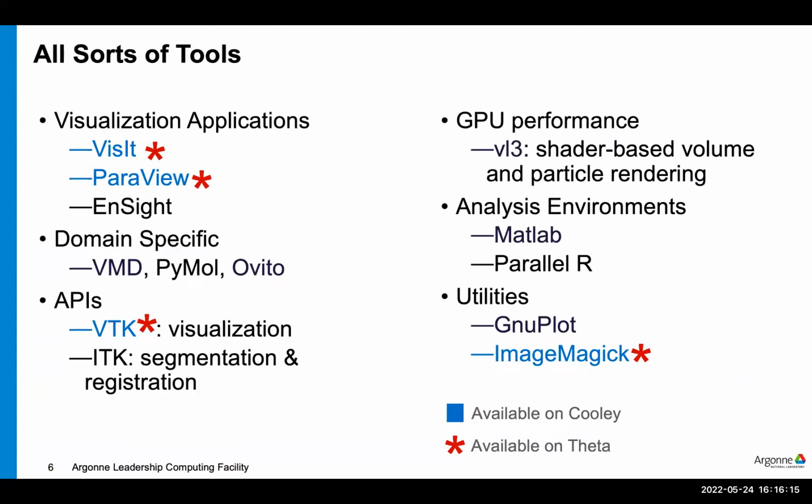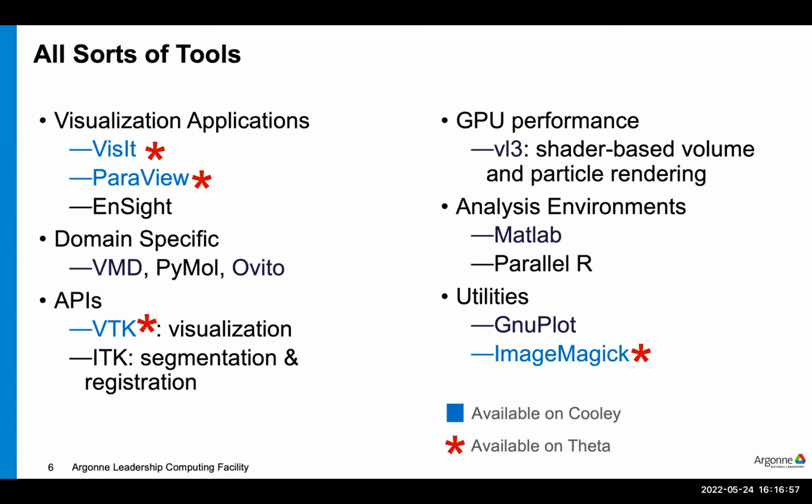So a little bit about tools. There's all sorts of tools for doing Viz and analysis. This is by no means a comprehensive list. But in terms of applications, there's VisIt and ParaView and Ensight. Ensight is a commercial tool, which we don't have installed on our resources, but you should be aware of it. It's another tool that's out there. VisIt and ParaView I'll talk a little bit more about in the next slide, but those are installed on both Cooley and Theta.